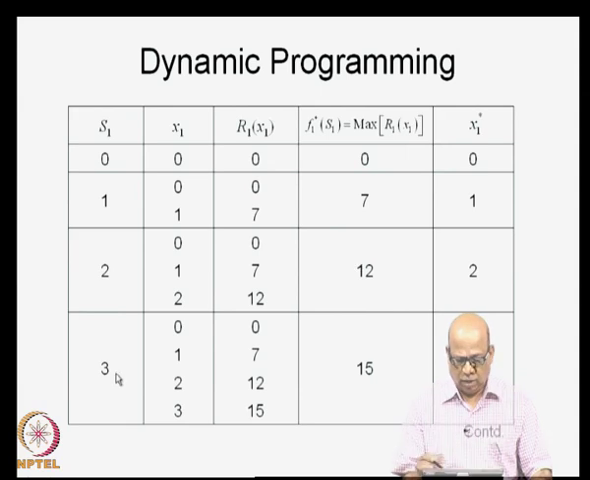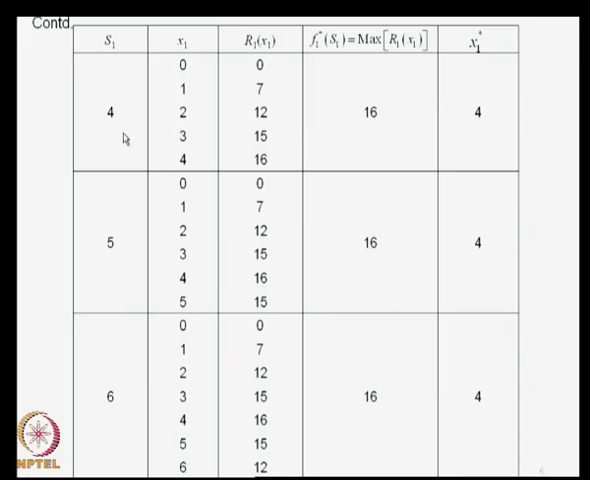So, what it states is that if 2 is available, allocate 2, you get a return of 12. If 3 is available, allocate 3, you get a return of 15. If 4 is available, allocate 4, you get a return of 16. If 5 is available, allocate 4, get a return of 16. Remember, if 5 is available, if you allocate all the 5, then you get a return of 15, whereas if you allocate only 4, you get a return of 16. Therefore, it says if 5 is available, allocate only 4. Similarly, if 6 is available, allocate only 4. I encourage you to look at the previous lecture, that is lecture number 14, for a detailed discussion on this.